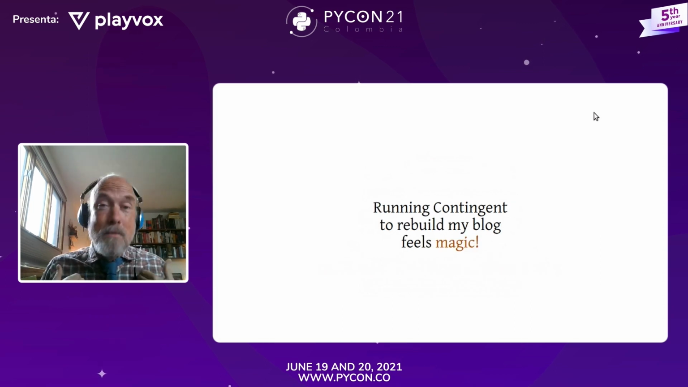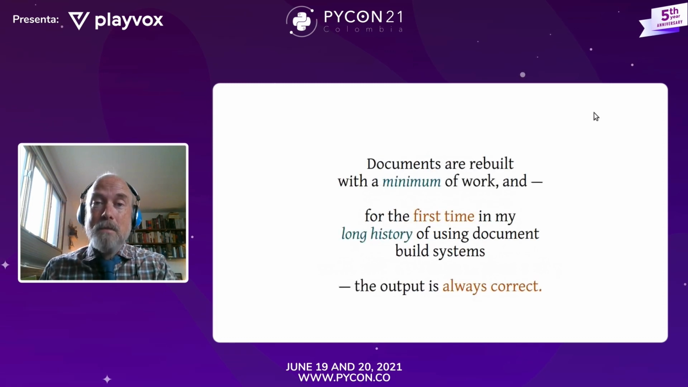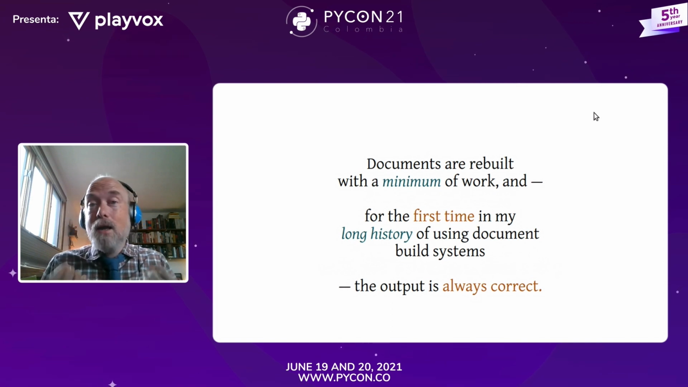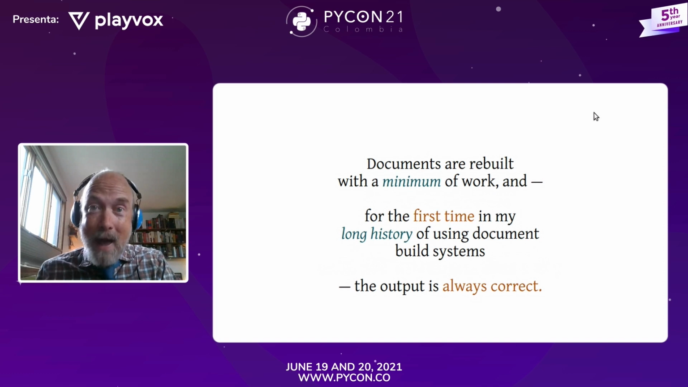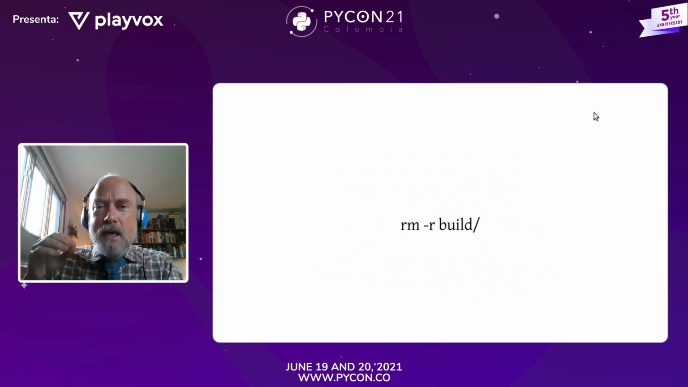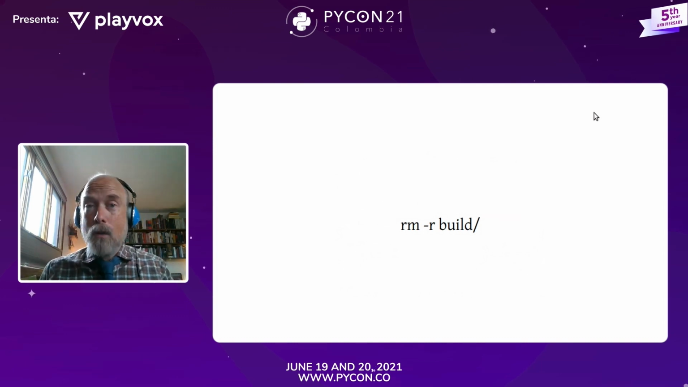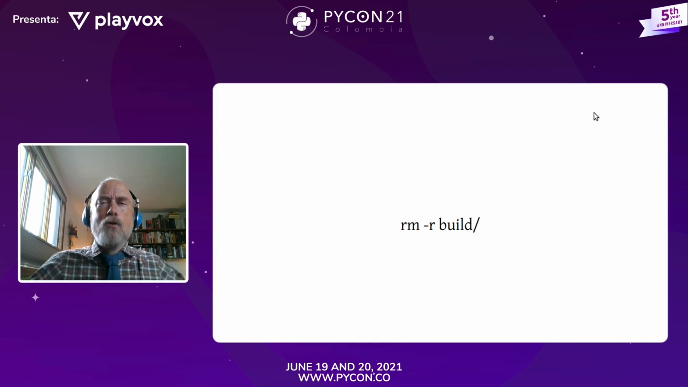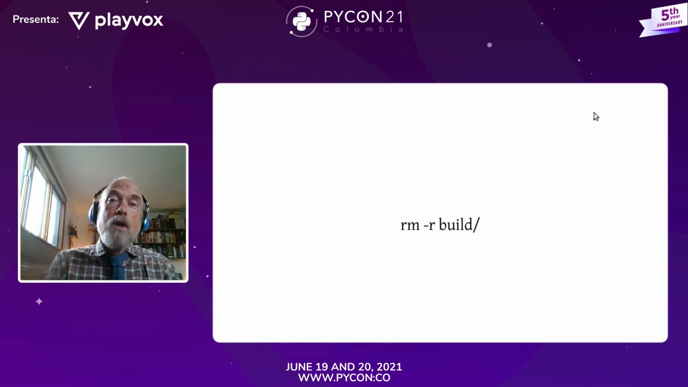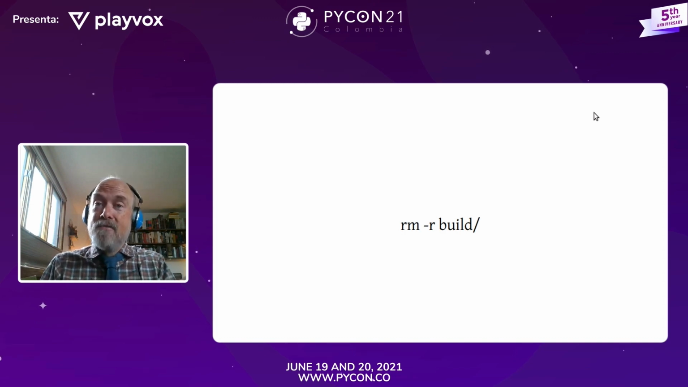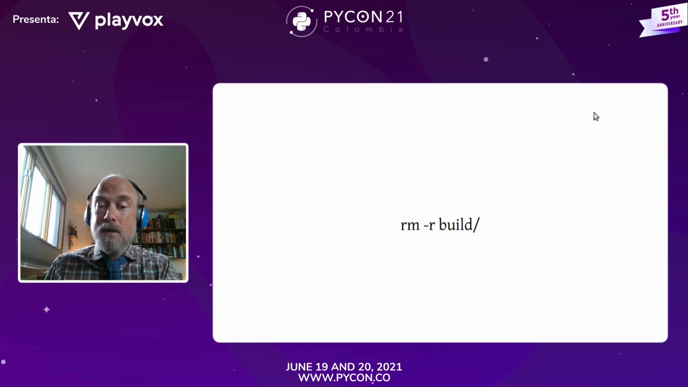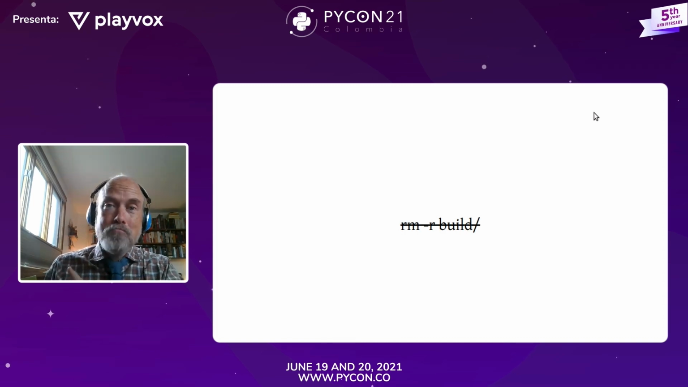Running Contingent to rebuild my blog feels like magic if you're used to older document build systems. Documents are rebuilt with a minimum of work, and for the first time in my long history of using document build systems, the output is always correct. That emergency step that we always had to make before pushing the HTML to our website, rm -r the build directory to force Sphinx to go through and rebuild every single HTML file afresh from the original input files, is with a system like Contingent gone.